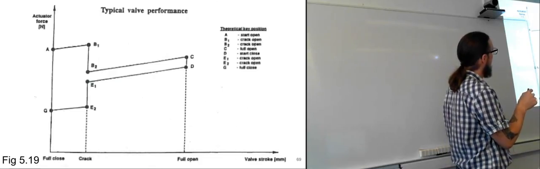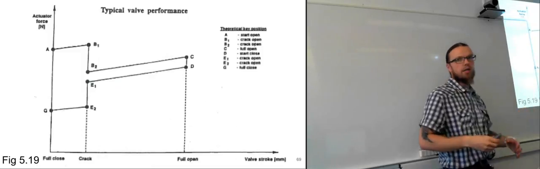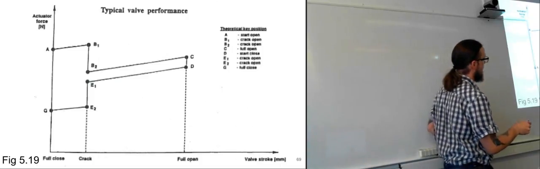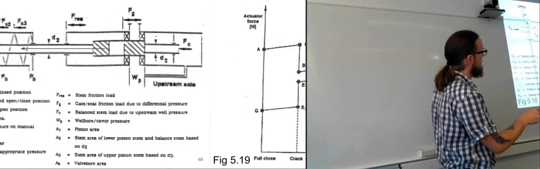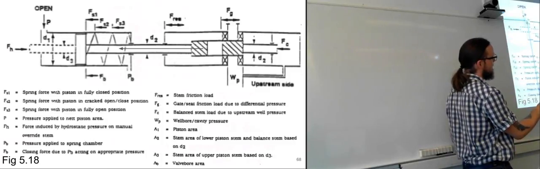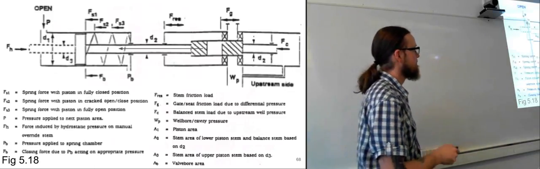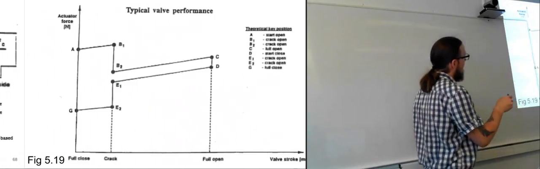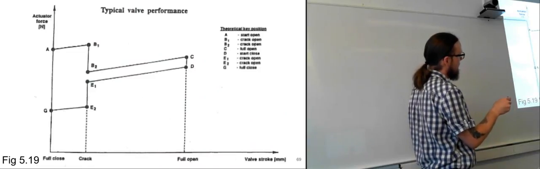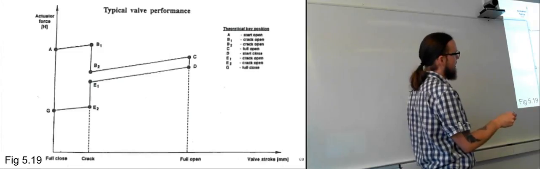We get a pretty high force in order to start moving it, because now we are counteracting the springs and we are also getting a lot of force from the production flow. It is pushing at this flat surface, so we get a lot of friction here as well. So we need quite a lot of force in order to start getting it slightly open. So when we get to this point, there is a small crack opening.